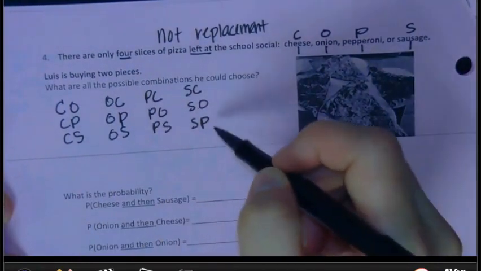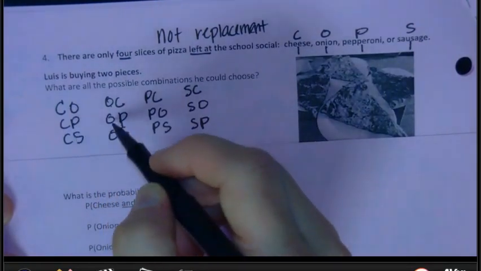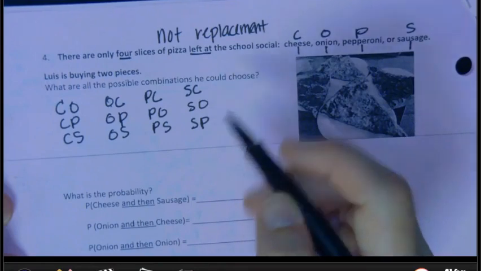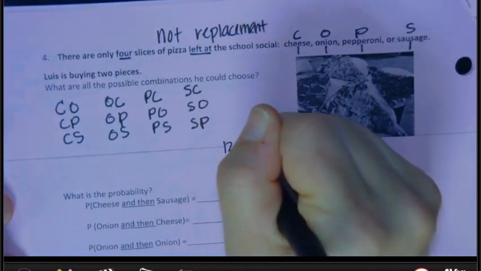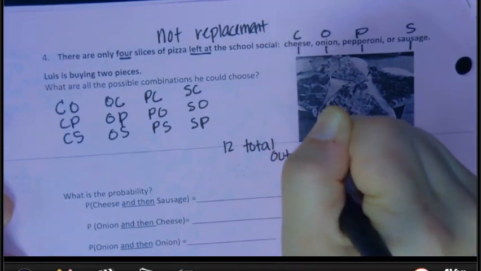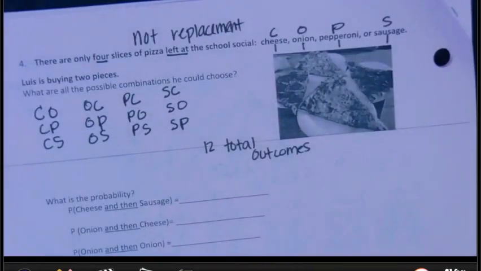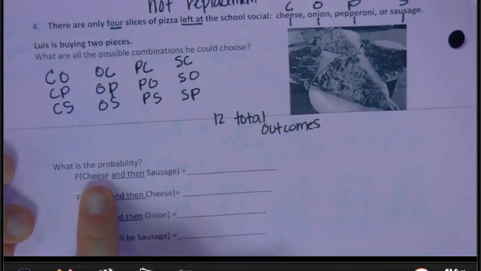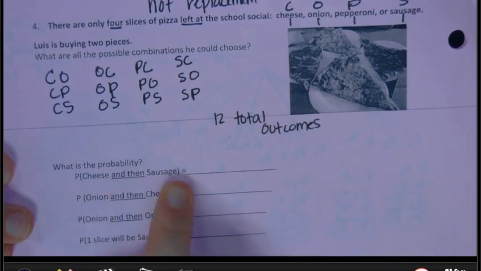So how many outcomes do we have? Well, we have 1, 2, 3, 4, 5, 6, 7, 8, 9, 10, 11, 12. So you have 12 total outcomes. Okay, I have 12 total outcomes. So what is the probability that we draw a cheese, then a sausage? So cheese and then sausage.